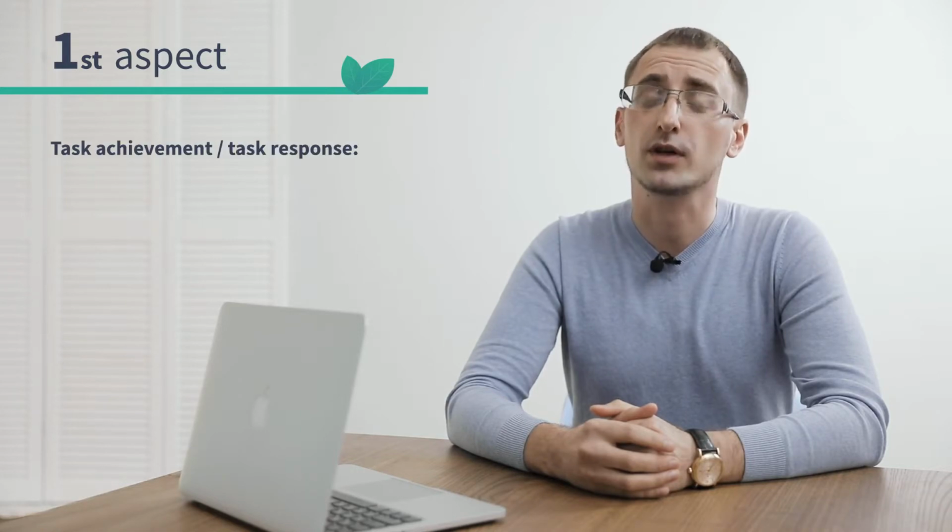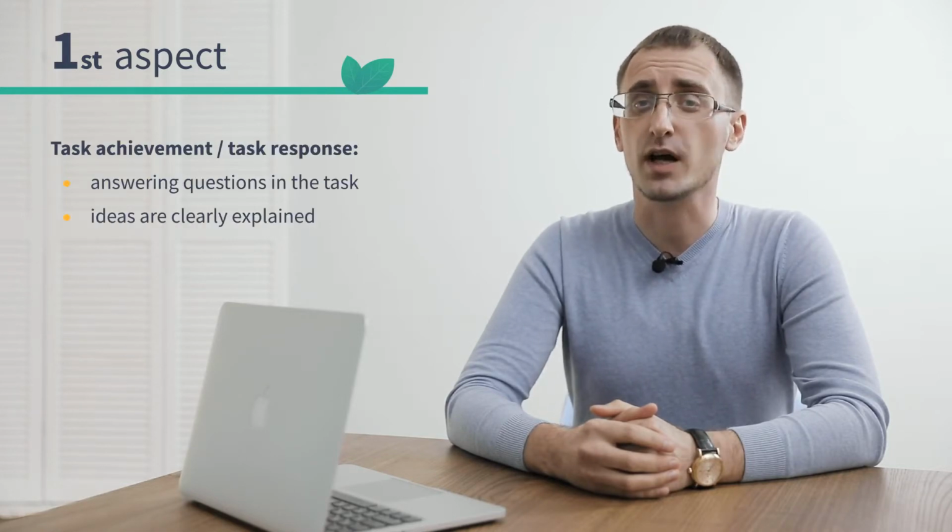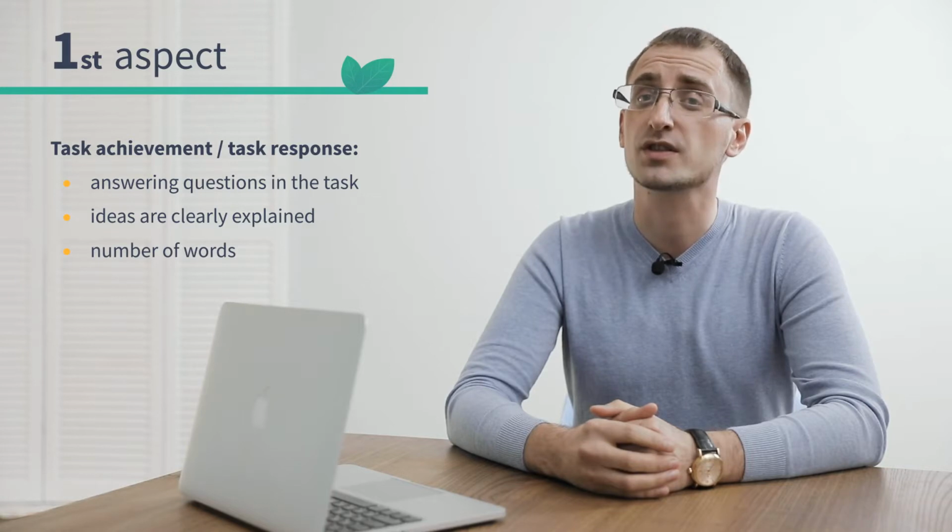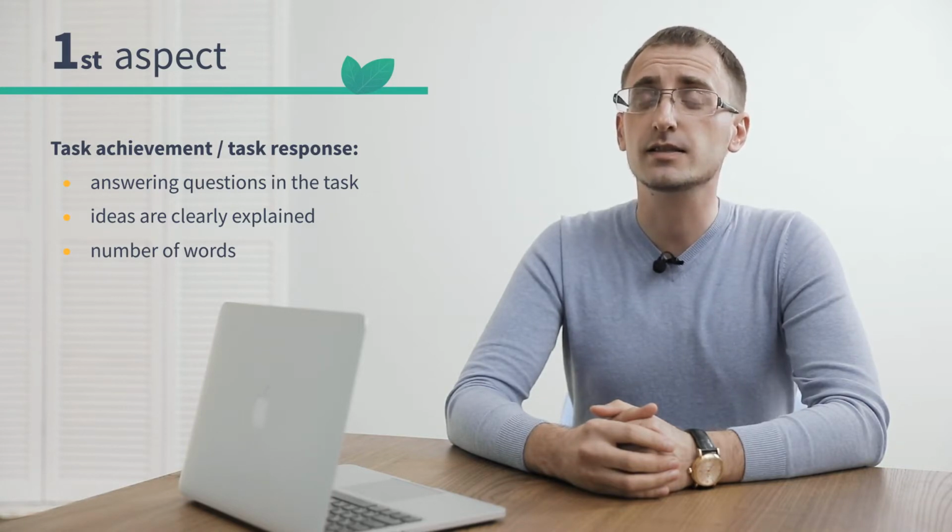First of all, examiners will look at how well you've answered the question and the task. In other words, whether everything that you've written is on topic and how well you've explained your ideas. You should also write a minimum number of words required for each task. Don't write too much, as you might include information which is not given in the task. This is called task achievement or task response.